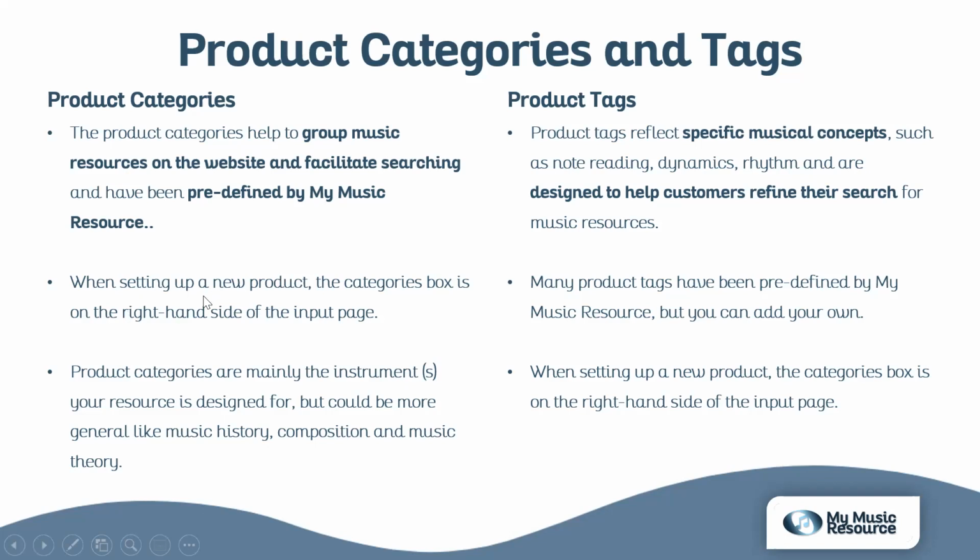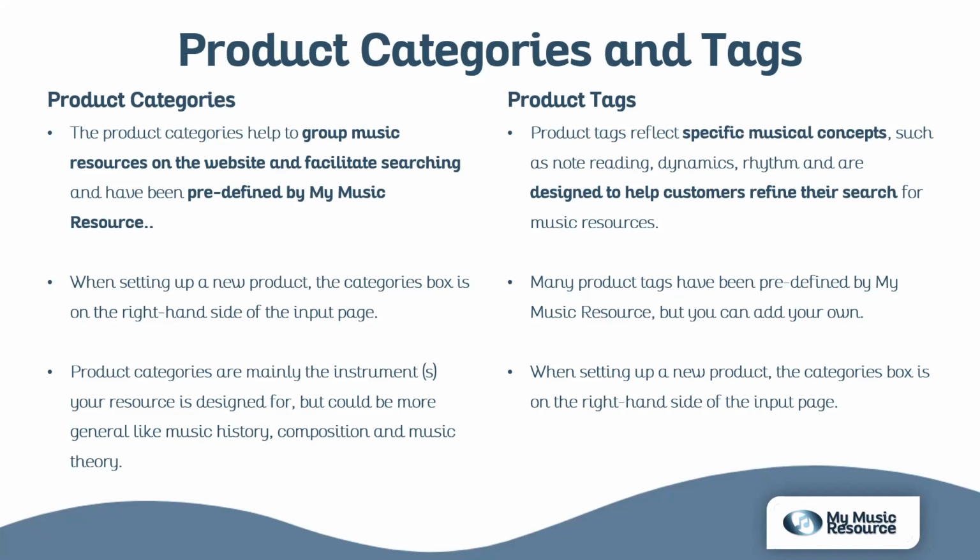These help customers search for resources. The product tags reflect specific musical concepts. So it might be things like note reading, dynamics, rhythm, and they're designed to help customers refine their search. Product tags, some of them have been predefined by My Music Resource, but you can add your own.